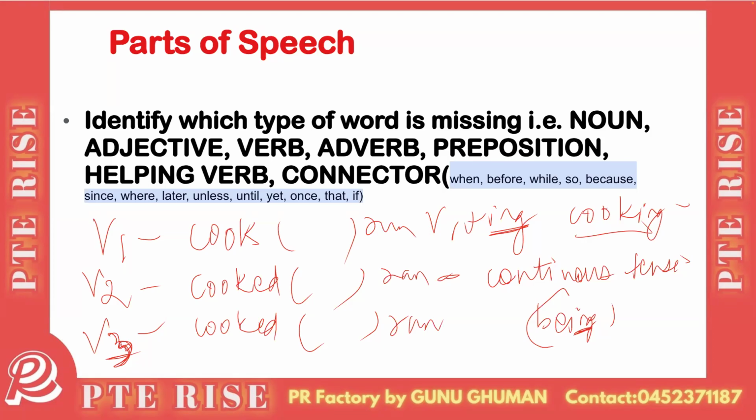Then, first form of verb can come alone. Second form of verb can come alone, but not third form. Third form needs helping verb with it. Is cooked. The food is cooked. You don't say food cooked. Looks bad, right? Food is cooked because what is cooked? Where is the action? Food. So when action is on the food, we say food is cooked.